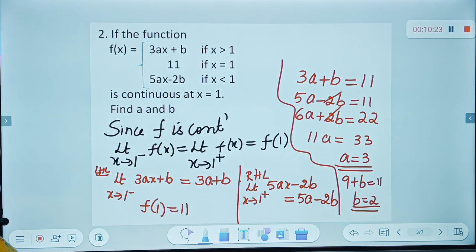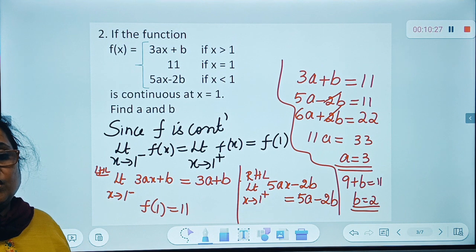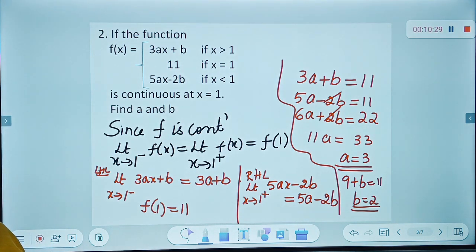So what is important here is that, given that the function is continuous, the left hand limit is equal to the right hand limit, equal to the value of the function at the indicated point. Equate all the three and you get two linear equations in a and b. Solve them to find a equal to 3 and b equal to 2. Is it clear?